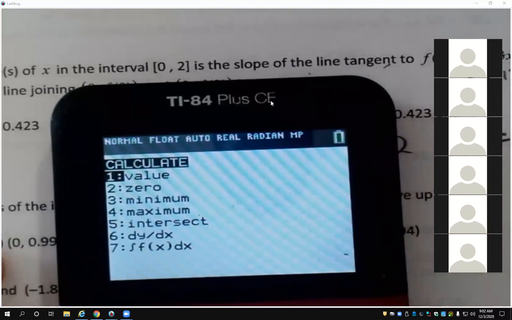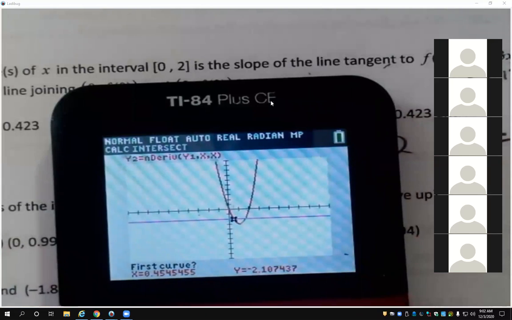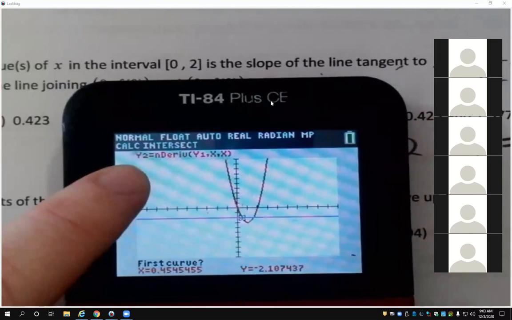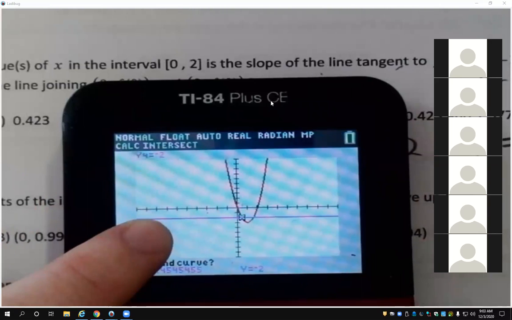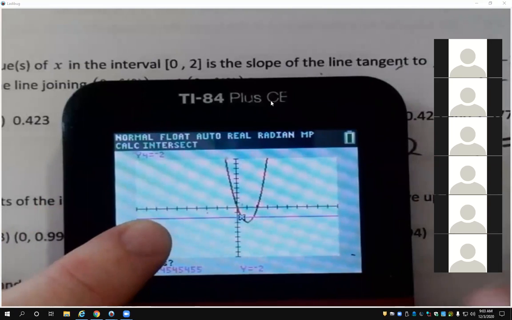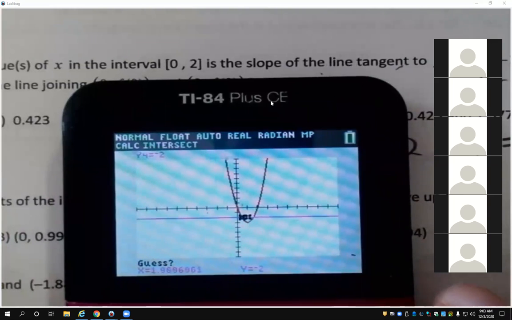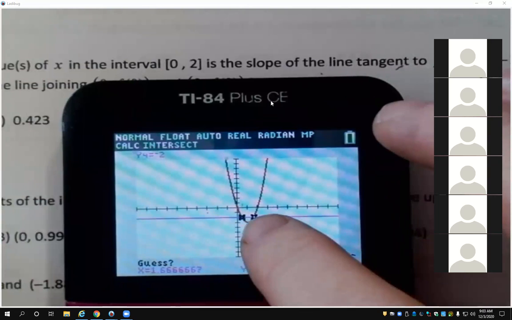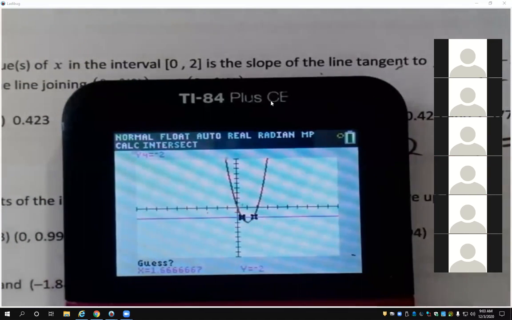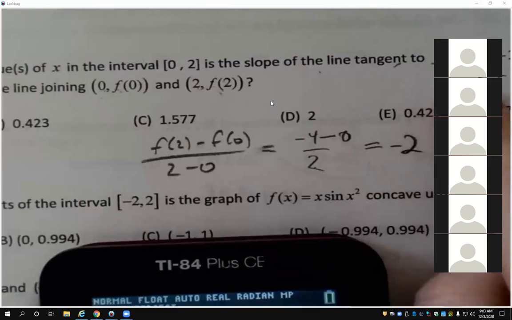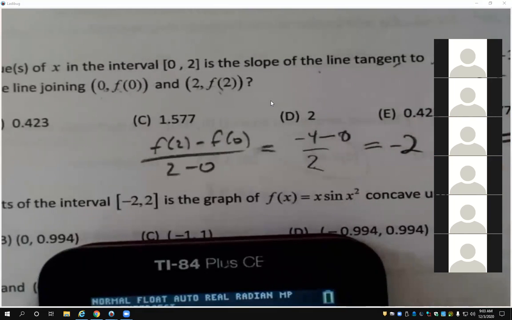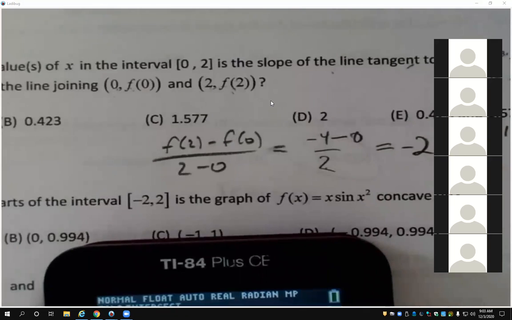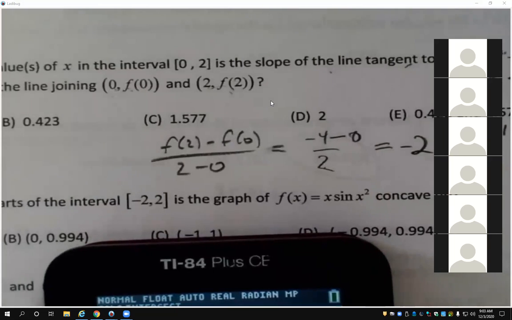Second calc, option 5. First curve is y2. Second curve is y4. And it asks me to guess. I need to move my cursor closer to that point right there. Okay, so my point is right here. I'm going to guess now, and it's going to tell me it's at 1.577. So the tangent to this graph is equal to the slope of the secant in two different places, at 0.423 and at 1.577.